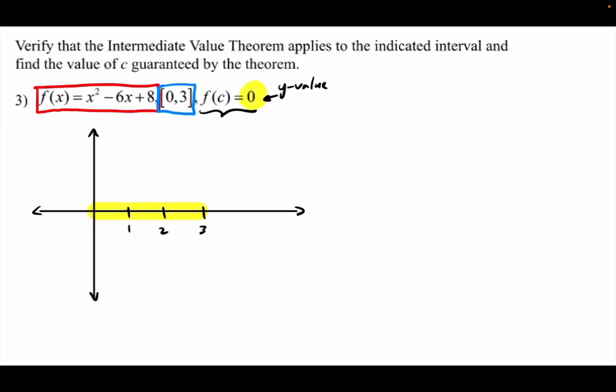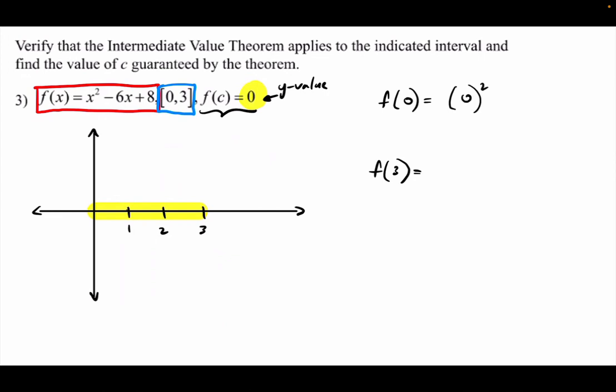Well, it's a continuous function. We know that. So let's figure out where it's at 0 and where it's at 3. Can we do 2 as well, or no? No. Just where it starts, where it ends.